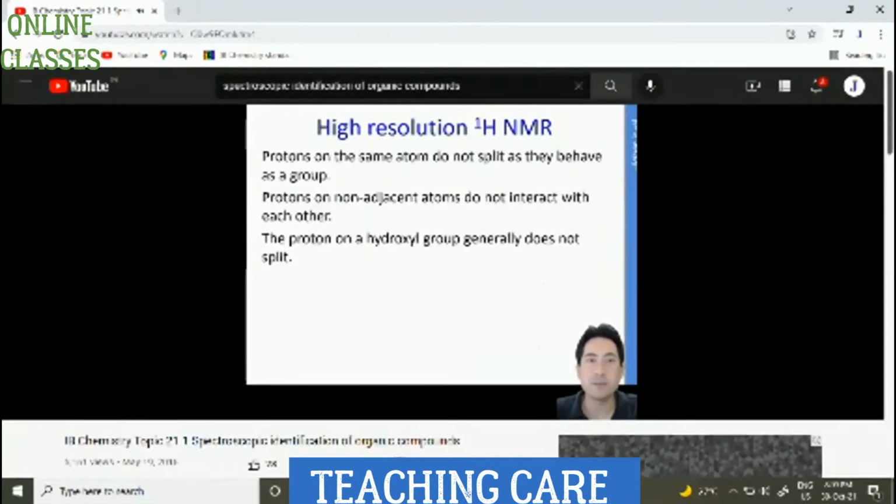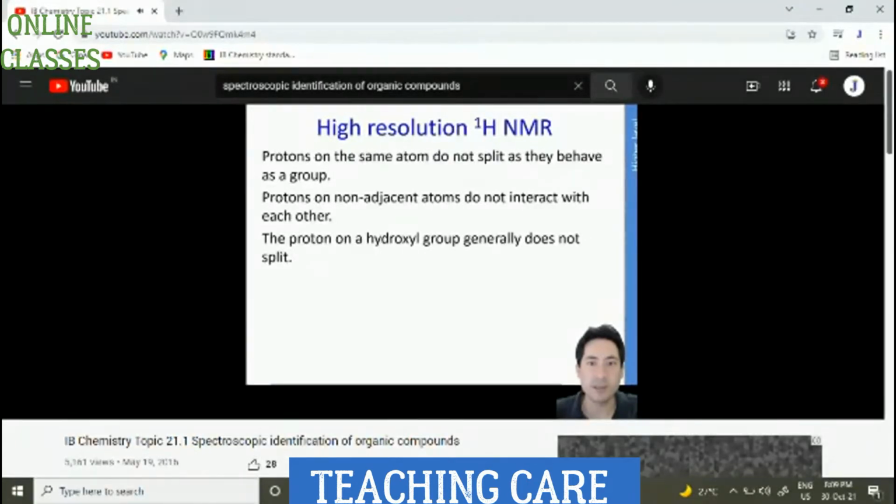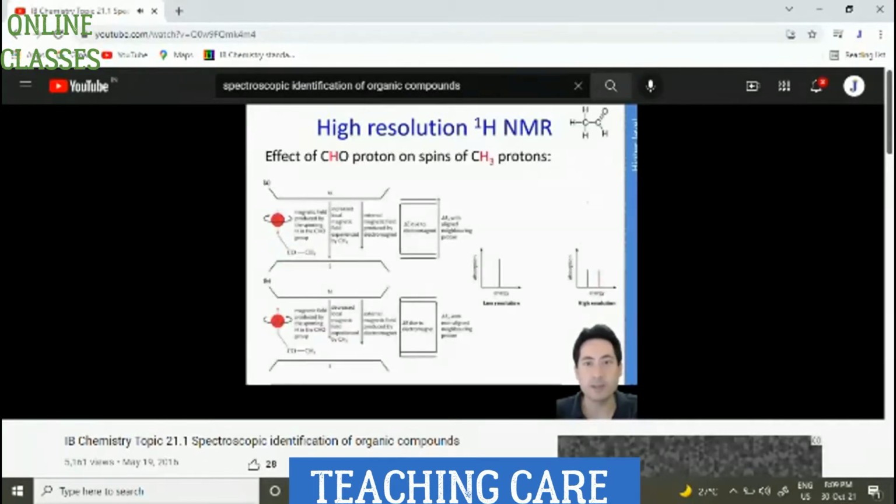Just a few other notes too to help you with the problem solving. Protons on the same atom do not split, they all spin in the same direction. Protons on non-adjacent atoms do not interact with each other, they're too far away, and the proton on the hydroxyl group generally doesn't split. So here we have an example of a proton that's spinning in one direction.